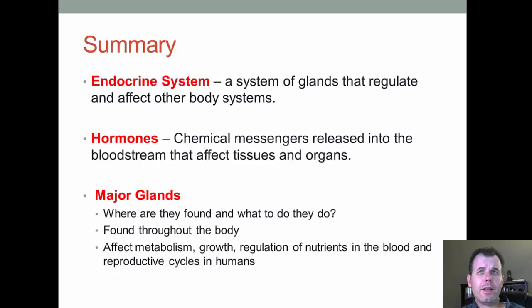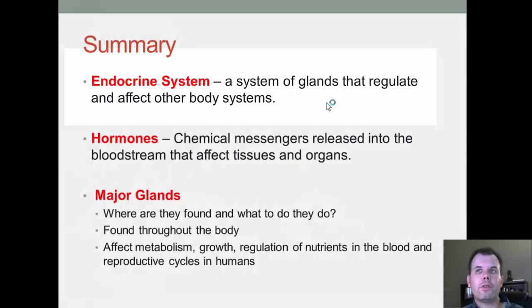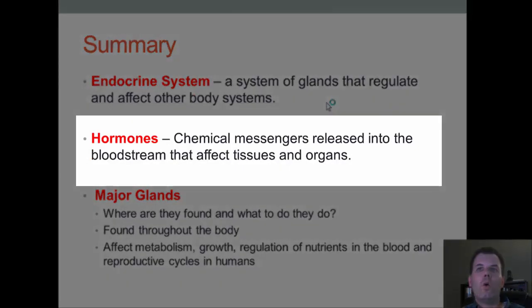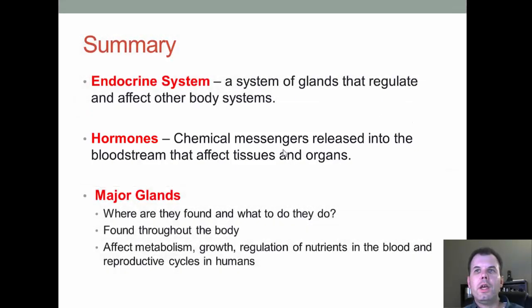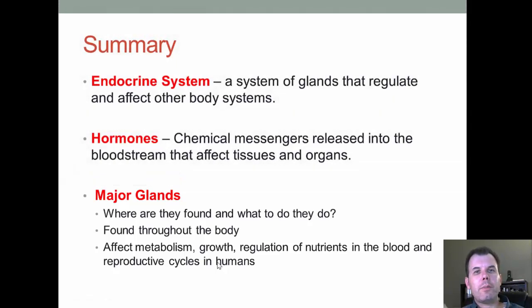And so we've come to the end of the lecture. Just want to summarize. The endocrine system is a series of glands that regulate and affect other body systems. Again, endocrine glands secrete into the bloodstream, exocrine out of the body. Hormones are the chemical messengers released in the bloodstream that have effects on tissues and organs. And the thing that we want you to know is, where are they found? So the major glands, where do you find them? Typically in the brain and associated with other organs, found throughout the body, and they affect the metabolism, growth, regulation of nutrients in the blood, and the reproductive cycles in humans. And so really they play a huge role in maintaining balance in the human being.